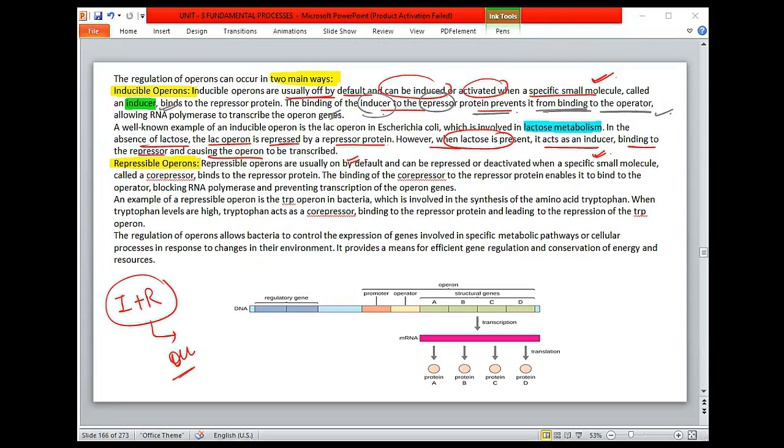When it is needed, it would be opened. When it is not needed, it would remain closed. For remaining closed, the repressor needs to come and bind to the operator. Simple, right? Are you understanding this main story?